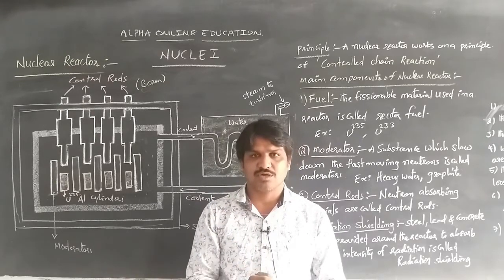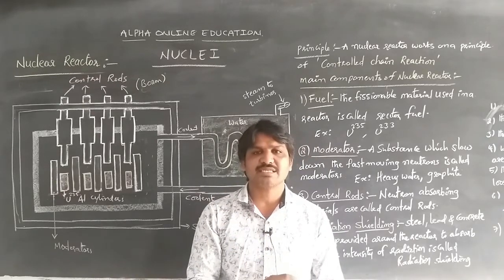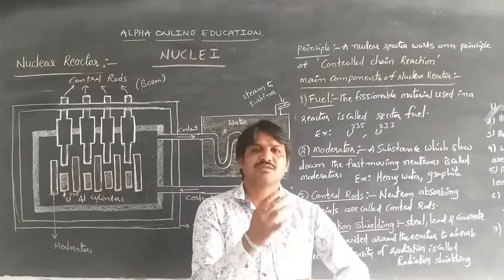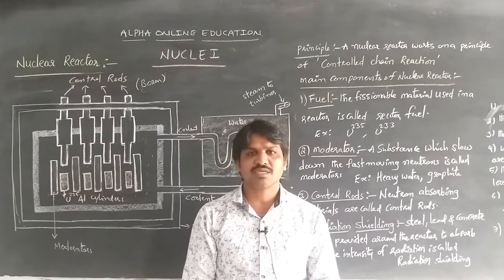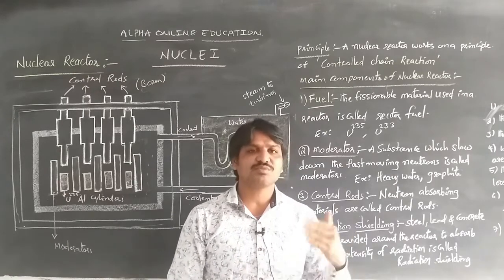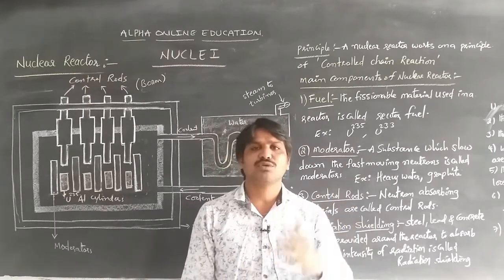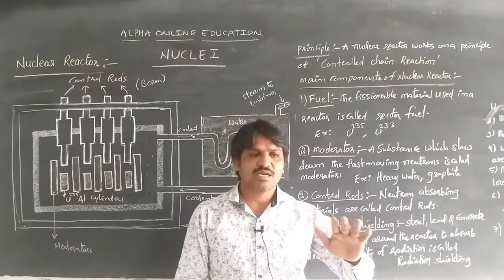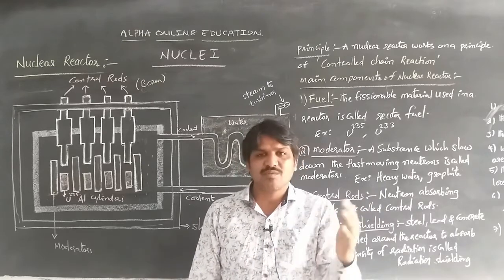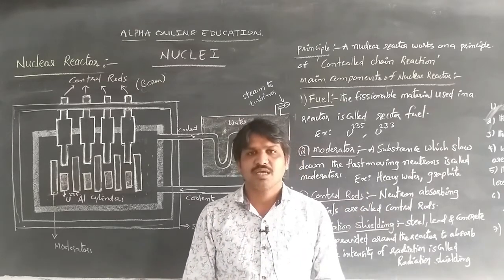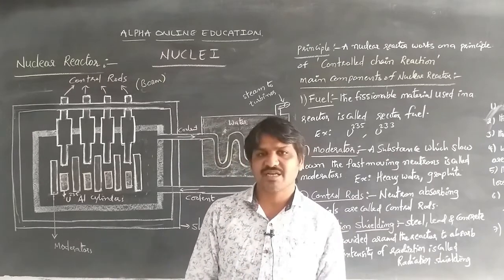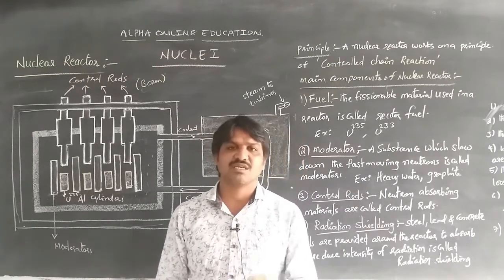slow moving neutron, that uranium emits 3 fast moving neutrons. When these 3 fast moving neutrons, in a continuous process, bombard another uranium atom nucleus, more neutrons can be produced, and that is the chain reaction. The chain reaction depends on its neutron multiplication factor, K.